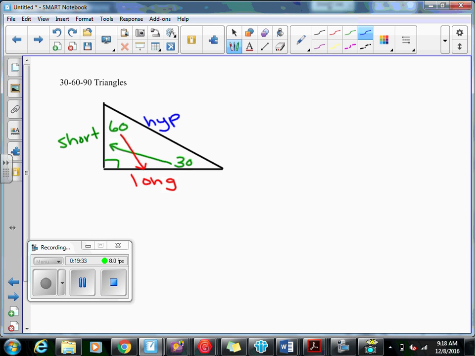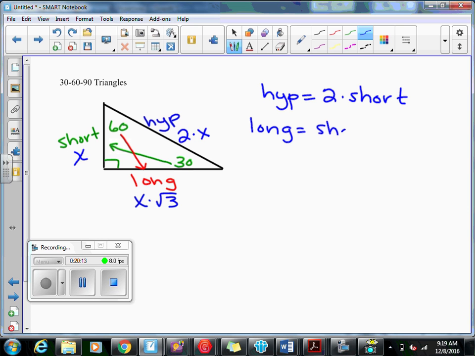So there's the hypotenuse. Now, there is a special relationship between these sides and these angles. The ratio for the sides is, if the short leg is x, then the long leg is going to be the square root of 3 times the length of the short leg. So that'll be x times the square root of 3. And then your hypotenuse is double the length of the short leg, so that makes it 2x. Now, there were two formulas that I gave you here. The formulas are: hypotenuse is equal to 2 times the length of your short leg, and the long leg is equal to the short leg times the square root of 3.